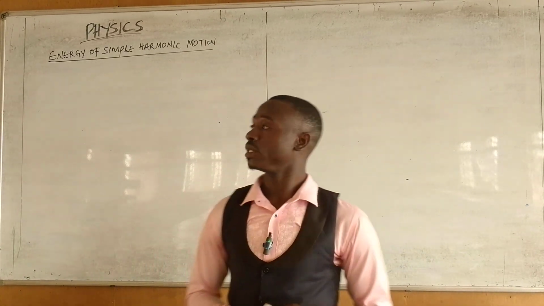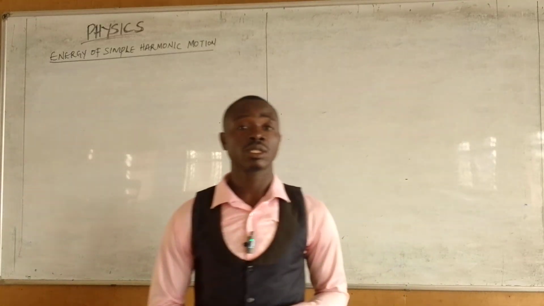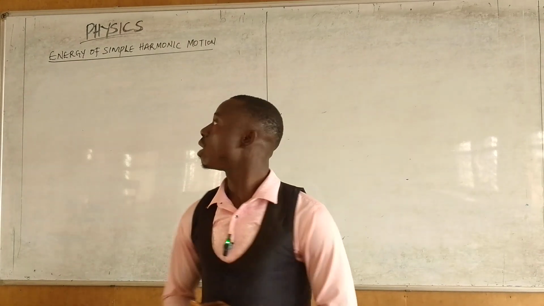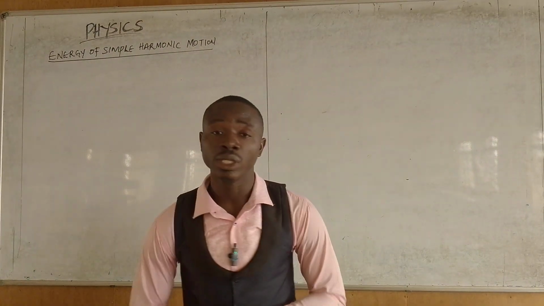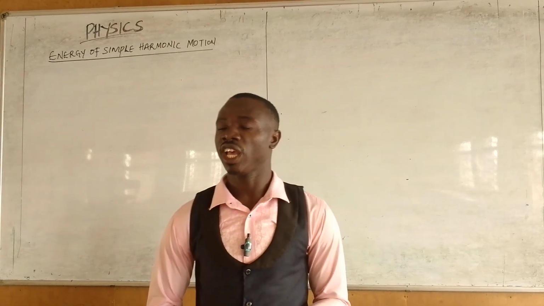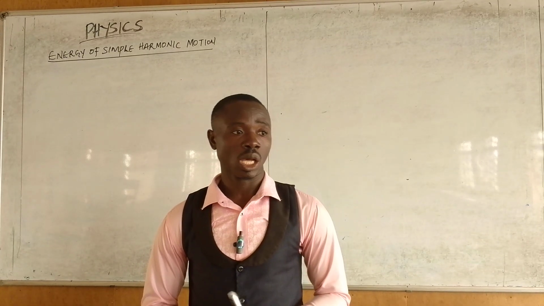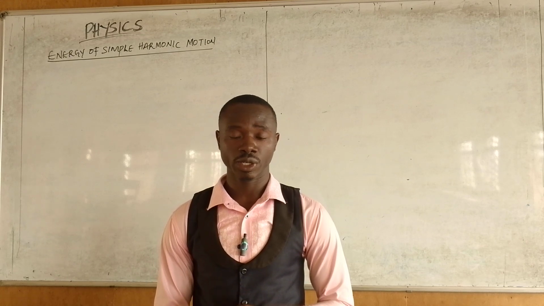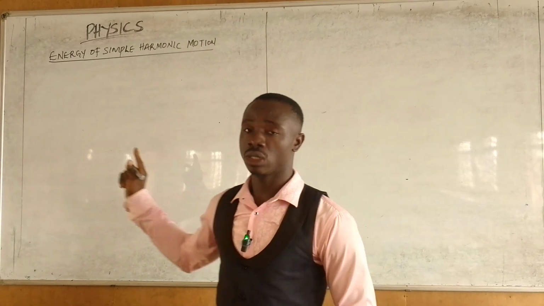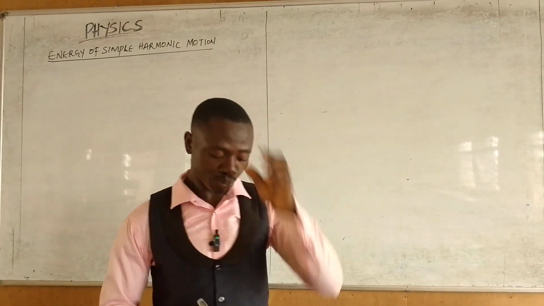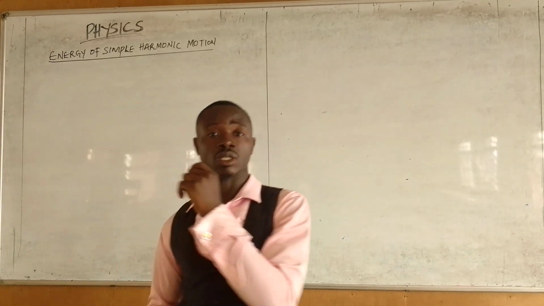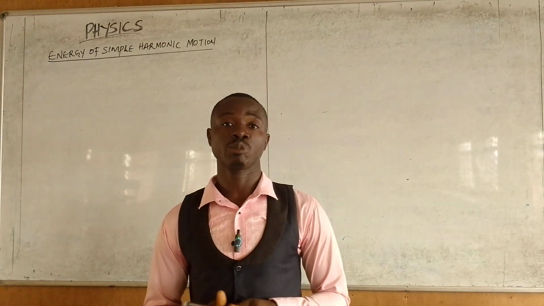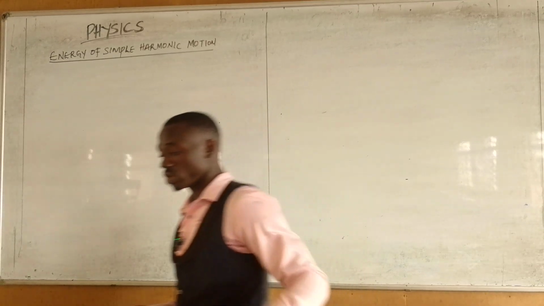Now, today we want to look at the energy of simple harmonic motion. Energy of simple harmonic motion. And I'm going to use two different diagrams to explain this. The first one is the simple pendulum bulb, while the other one is a loaded spiral spring. So let's look at the first one.